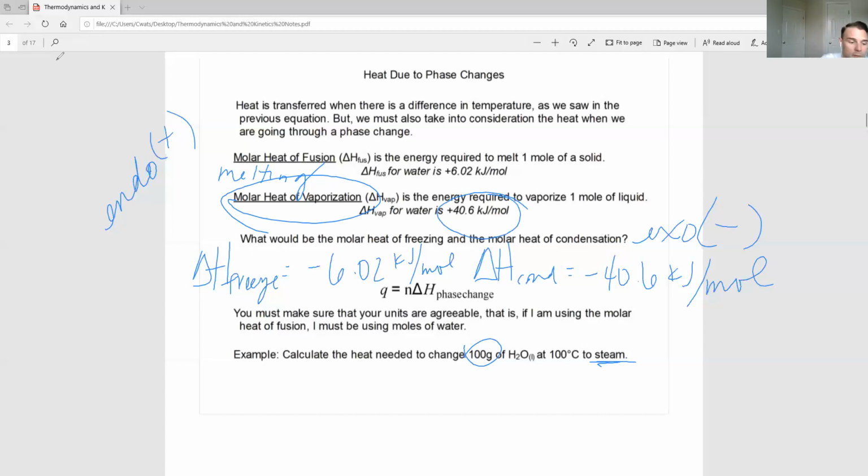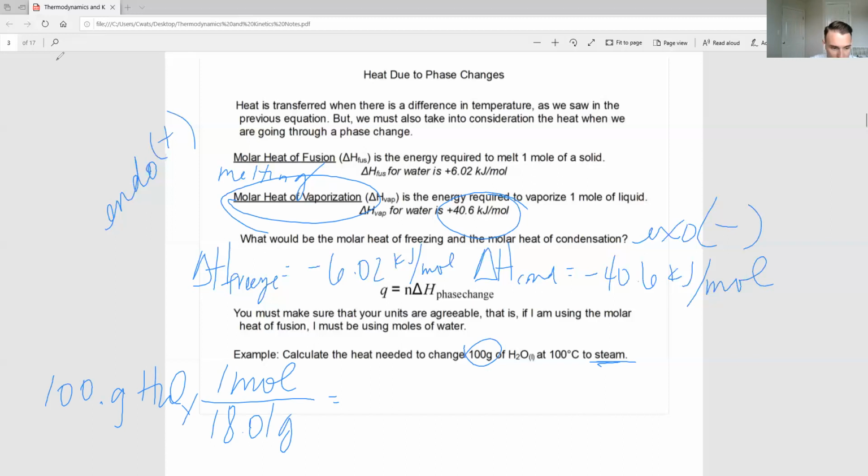I've got 100 grams. So what I'm going to do is I'm going to put a decimal there so it's 3 sig figs instead of 1. Just quickly turn it into moles. And that's going to give me, oh, what is it going to give me? Let me get a calculator. I did 1 sig fig and now I'm changing it. 100 divided by 18.01. It's going to be 5.55 moles.